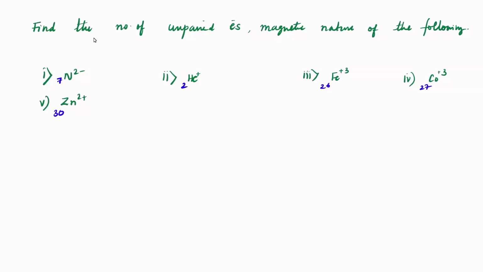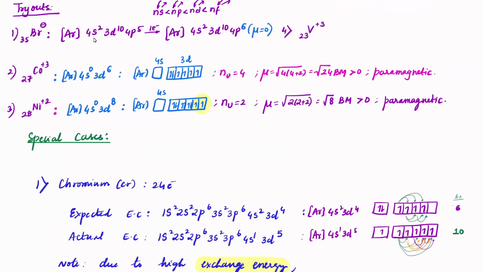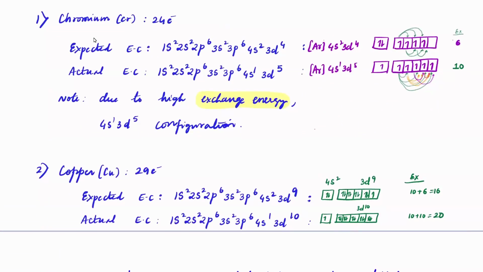So, last class, if you remember, we discussed the special electron configurations of special elements like chromium or copper. We learned that for chromium, atomic number 24, the expected electronic configuration would be 1s2 till 3d4. But unfortunately, the actual electronic configuration you would notice in the outermost orbits is 4s1 and 3d5.